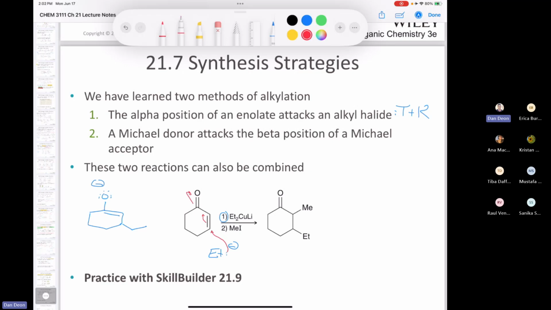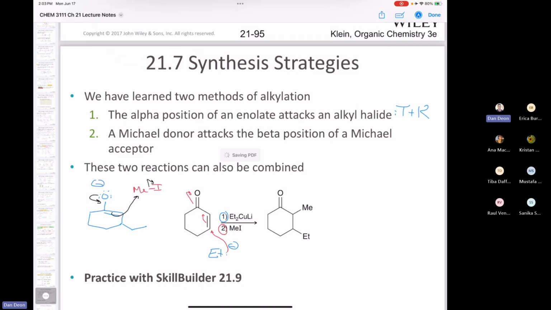So then what happens when you come up with the methyl iodide? So you put methyl iodide. Now you're going to alkylate. So you actually are combining alkylation with a Michael reaction kind of at the same time. And that way you can put something at the alpha.